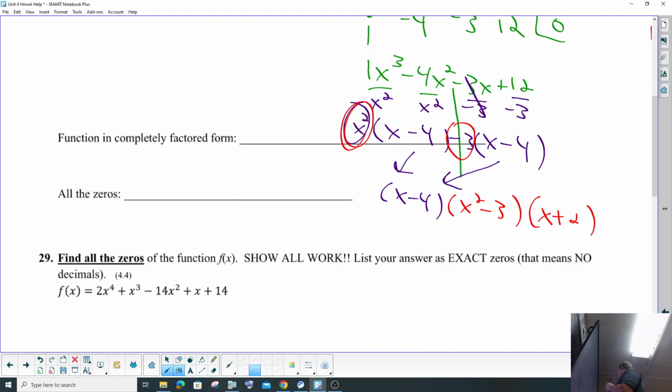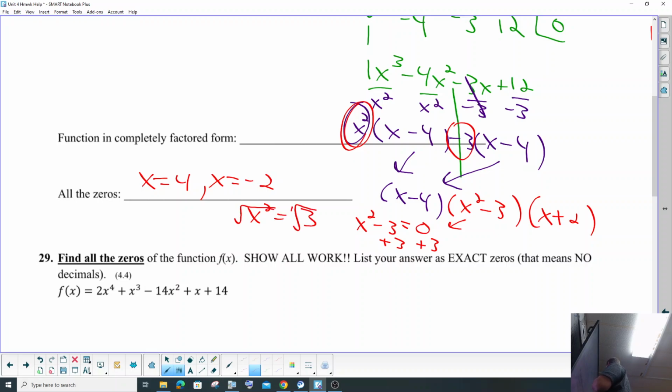To find all the zeros now, we have x equals 4 and x equals -2. Opposite sign. Opposite sign. And what about that one? We have x squared minus 3 set equal to 0, and we add 3 to the other side. So we get x squared equals 3. We have to square root both sides, so we get a plus or minus. We get x equals positive radical 3 and x equals minus radical 3. Woo! We found all the roots.